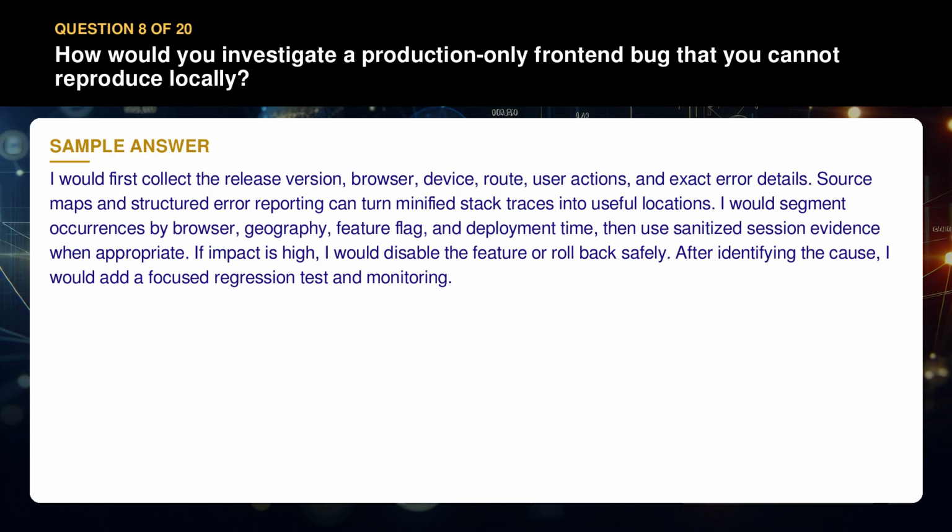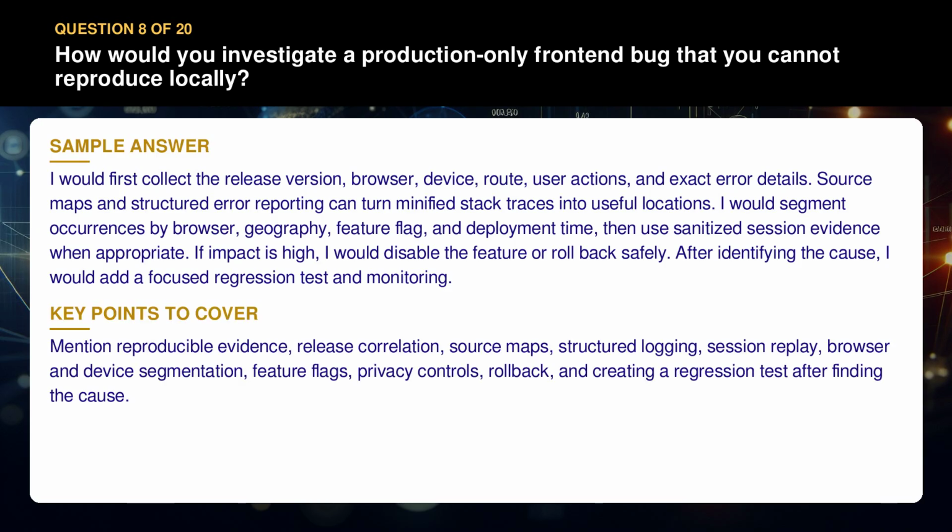After identifying the cause, I would add a focused regression test and monitoring. Mention reproducible evidence, release correlation, source maps, structured logging, session replay, browser and device segmentation, feature flags, privacy controls, rollback, and creating a regression test after finding the cause.